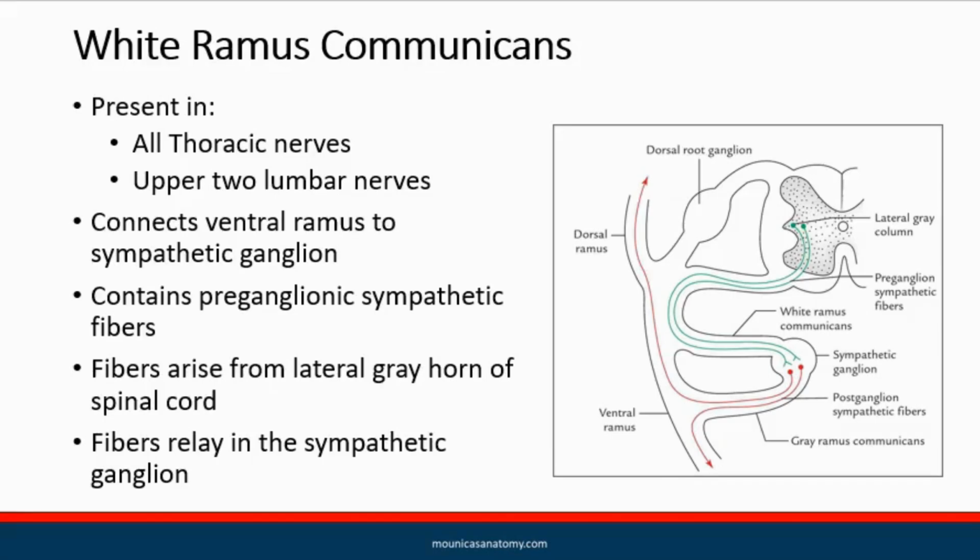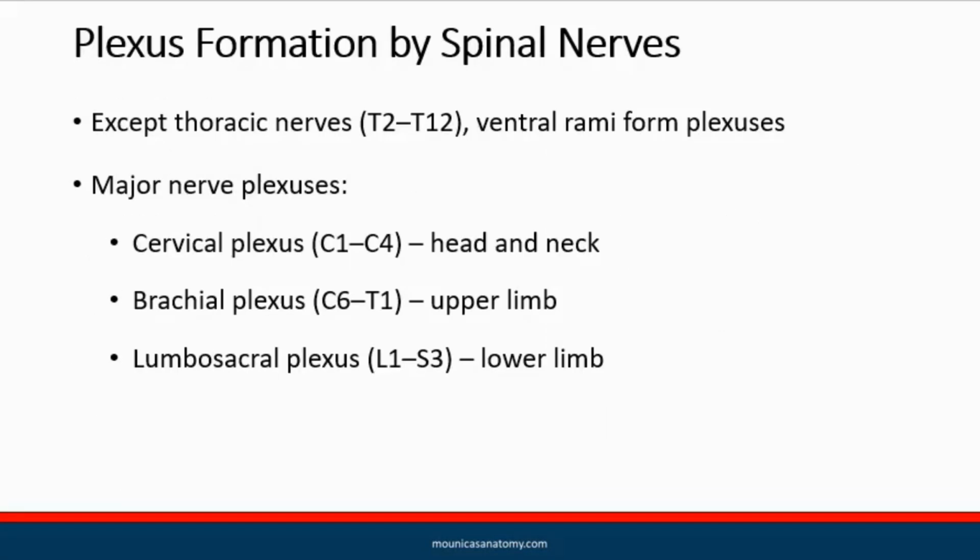White ramus communicans is present in all thoracic nerves and upper two lumbar nerves. It connects the ventral ramus to the sympathetic ganglion. It has preganglionic sympathetic fibers which arise from lateral gray horn cells and relay in the sympathetic ganglion. Plexus formation: except thoracic nerves T2 to T12, ventral rami form plexuses. Major nerve plexuses: cervical plexus C1 to C4, brachial plexus C6 to T1, lumbosacral plexus L1 to S3.